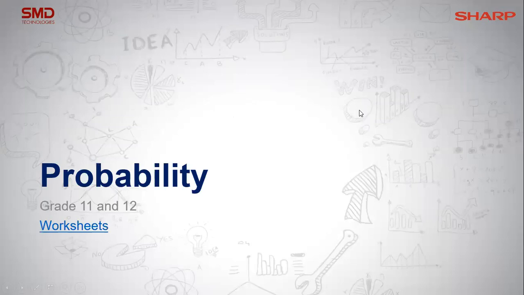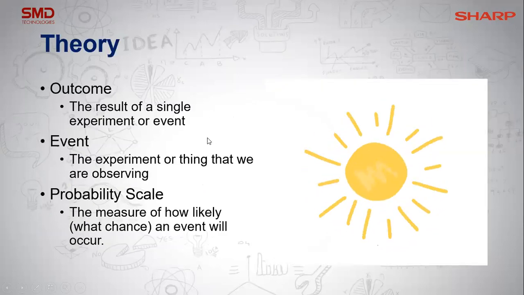Awesome. Okay. Then the next section is probability. And I feel like probability gets a bad rap, but it's actually a really nice topic. So it's for grade 11 and 12, and there are worksheets for you on probability. Okay, so again, you need to know your theory words.